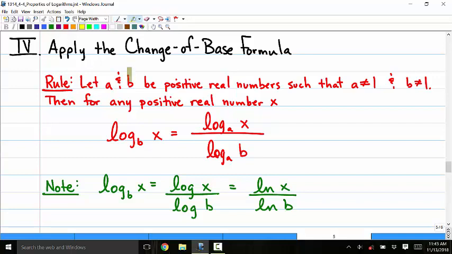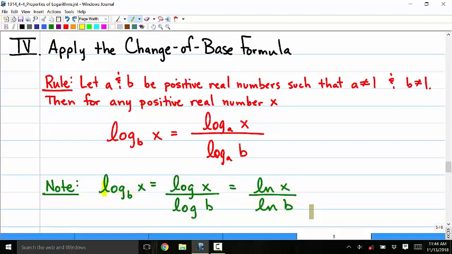You can go from any base b to a new base a. So if you let base a be base 10, you can write log base b of x as log x over log b. If you let the new base a be the irrational number e, you can write log base b of x as ln x over ln b.